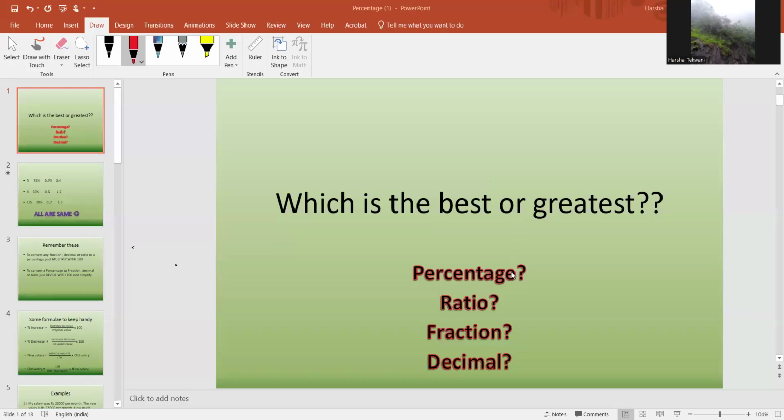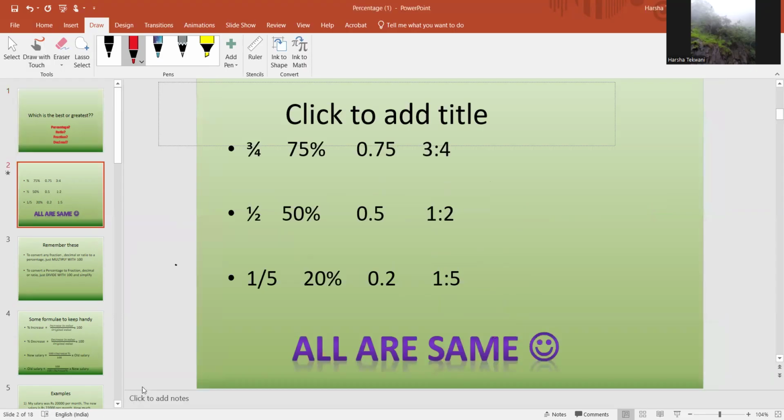Hello, friends. Today we are going to learn how to make maths easy in our everyday life, whatever concepts we use. Now, one of the questions is which of these is best or greatest amongst all: percentage, ratio, fraction, or decimal? When you look at this, you'll realize all are the same, right?